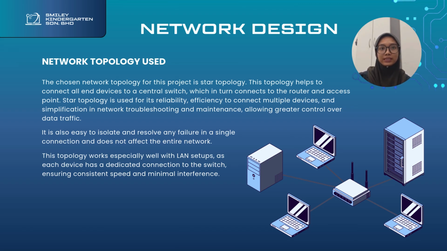In a star topology, all devices are connected to a central switch. The switch then connects to the router, the server, and the access point. This topology is ideal for LAN environments because it is easy to manage and troubleshoot, reliable since if one connection fails, it doesn't affect the rest of the network, and efficient in maintaining consistent speed and minimal interference. The star layout also allows us to scale up in the future by simply connecting more devices to the switch.